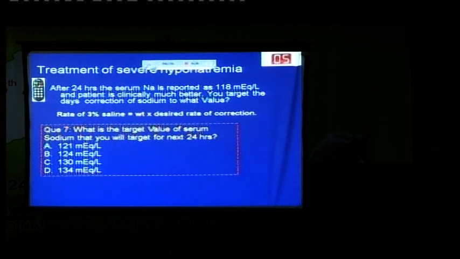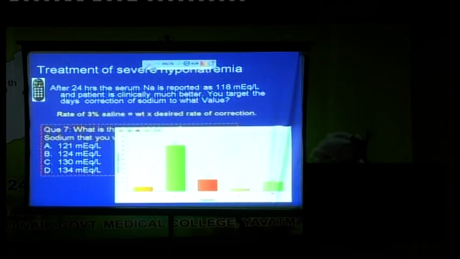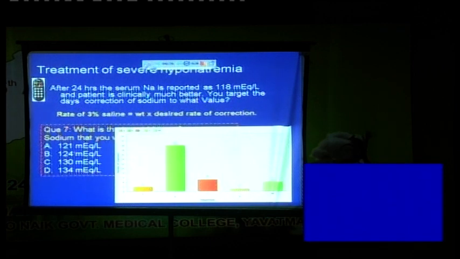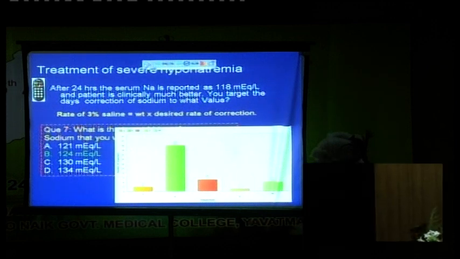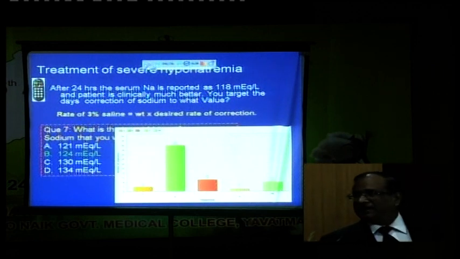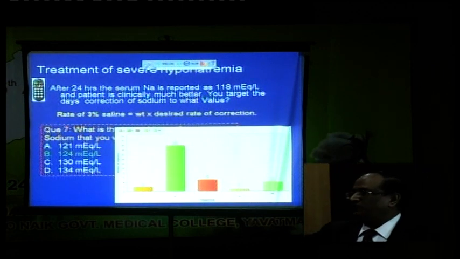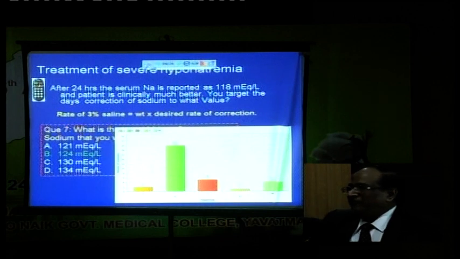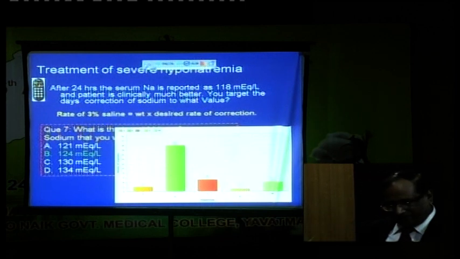Come on, 28, very close. Who are the people who are letting down Yavatmal group? Okay. So now majority of you, 20 of you said B, which is correct. It should increase next day by 6. So you are right now. 118 plus 6 is 124. So you target it, and you know next day it will be 6 more, so 130. After that it will be 136, and you've done your job.